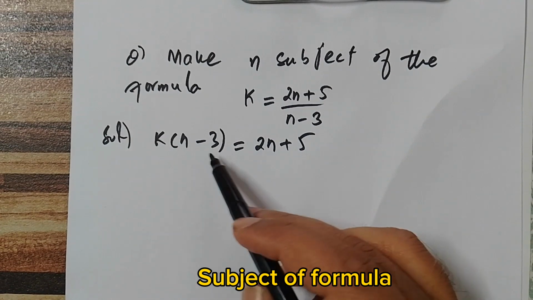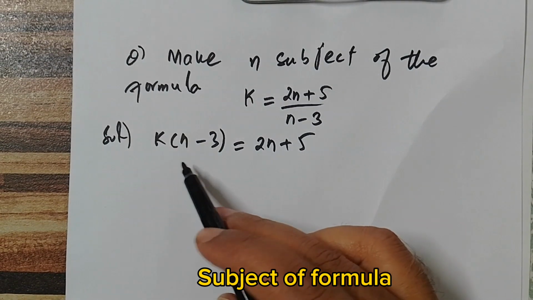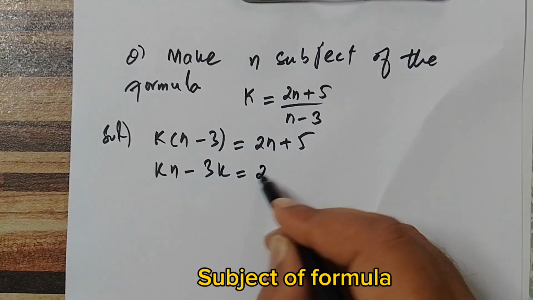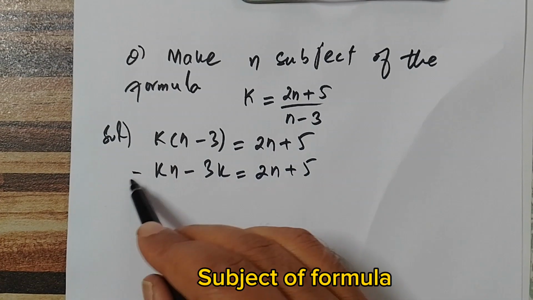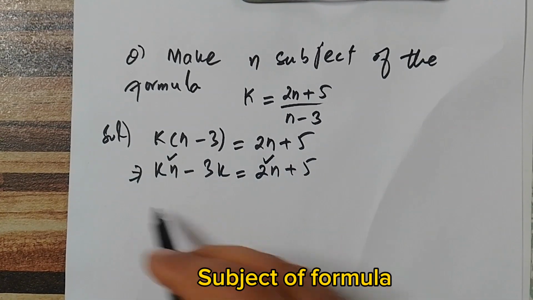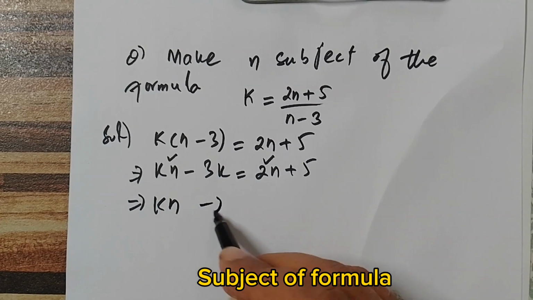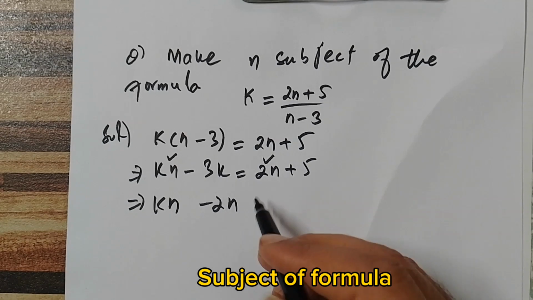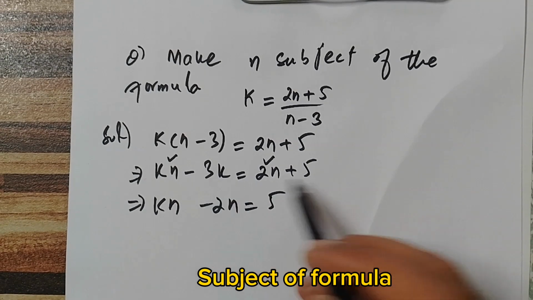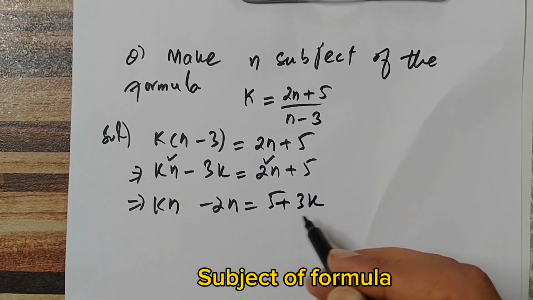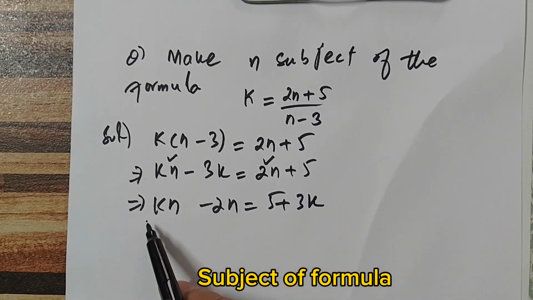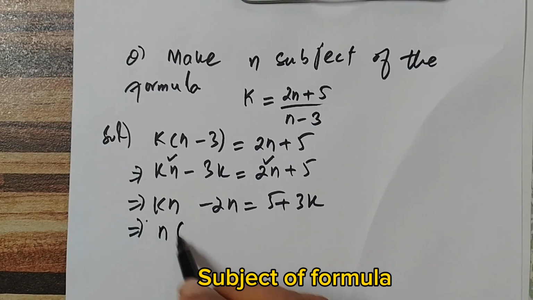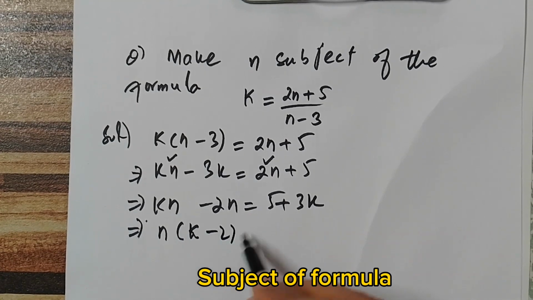So now we have no fraction, so if I multiply this k inside, it becomes kn minus 3k equals 2n plus 5. Now the terms containing n are kn and 2n. If I combine them, kn minus 2n, when the 2n is brought to the left side, its sign will become minus, and this minus 3k will be brought to the right side as it does not contain n. So we are combining the terms which have n in them. Now if n is taken common inside the bracket, I will have k minus 2.